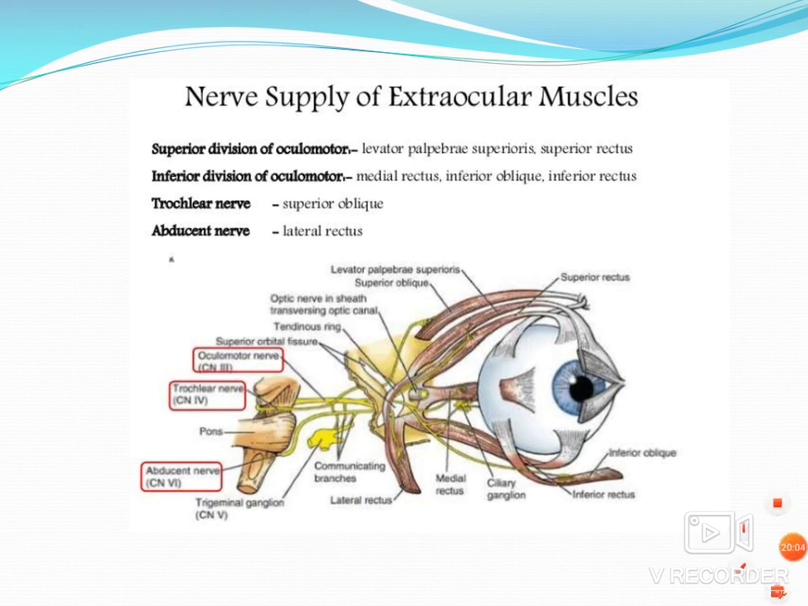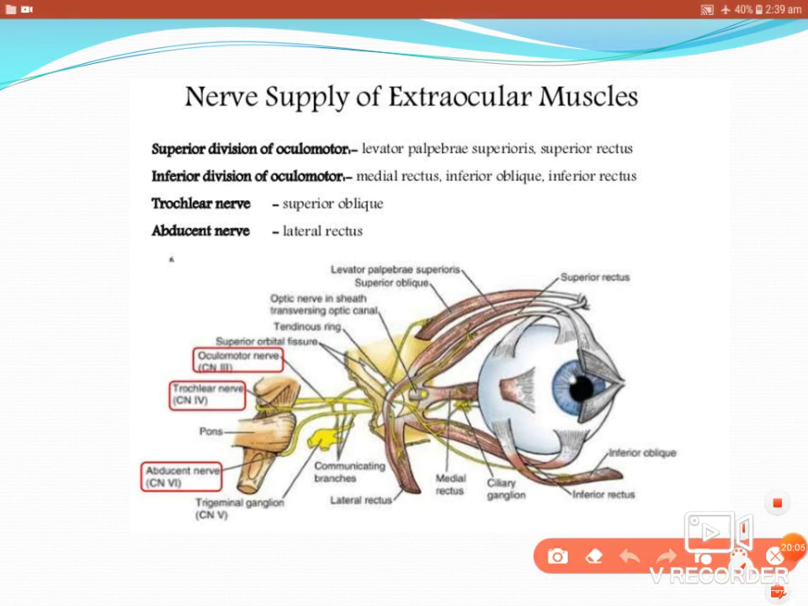Then here comes the nerve supply of the 7 voluntary muscles. Here you can see this is the oculomotor nerve. This one is the trochlear nerve. This is the abducens nerve. Oculomotor is the 3rd cranial nerve. Trochlear is the 4th cranial nerve. Abducens is the 6th cranial nerve.